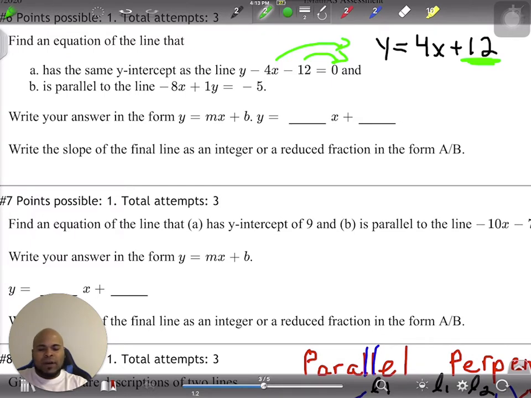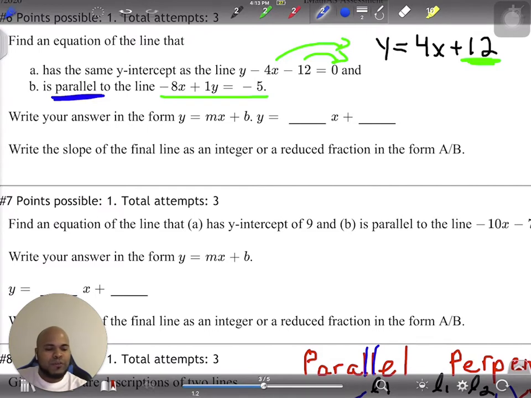Also, they want a line that is parallel to the line right here, negative 8x plus 1y equals negative 5. So my question is, just by looking at it, can you tell me what the slope is? Because they want the slope. When they say that it's parallel, they're talking about the slope. They're not saying, hey, find the slope of that line. But what I know is that parallel lines have the same slope. So for that reason, I'm going to have to rewrite this equation in slope-intercept form.